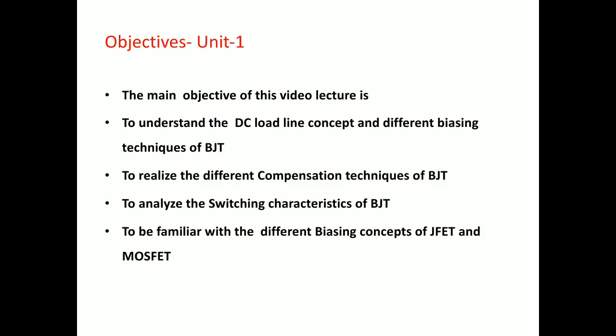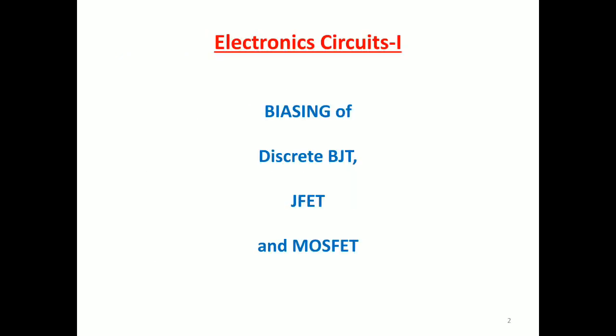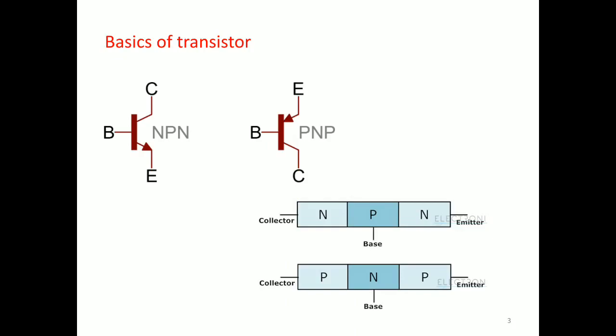So let us move on to the first topic. Here we are going to discuss Electronic Circuits 1. In this we are going to discuss the biasing of BJT, JFET and MOSFET. So let us discuss one by one. Let us move on to the BJT. So what is a BJT?